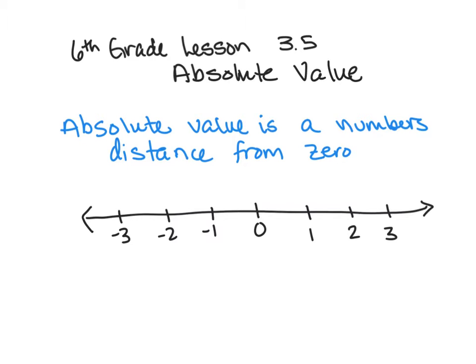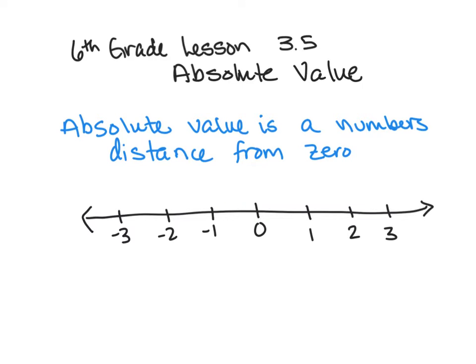Sixth grade lesson 3.5 is all about absolute value. And absolute value is a number's distance away from 0. So let's say I had the number 2. Its absolute value is 2 from 0. What if I had negative 2? Its absolute value is still 2 away from 0.